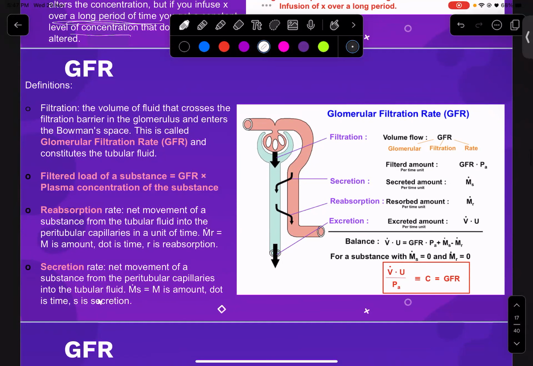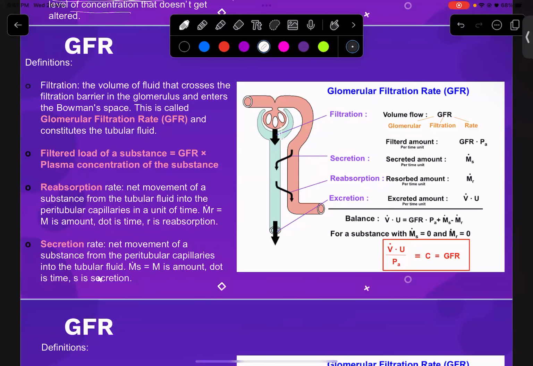This is showing the filtration itself, passing through the Bowman's space and entering the tubular system. Reabsorption is when there is net movement of a substance from the tubular fluid right here into the peritubular capillary. Remember the efferent arteriole that gives us the peritubular capillaries? These substances move from the tubular fluid into the peritubular capillaries, and that is called reabsorption. On the other hand, vice versa, if the substance is moving from the peritubular capillaries into the tubular fluid, then that is called secretion.